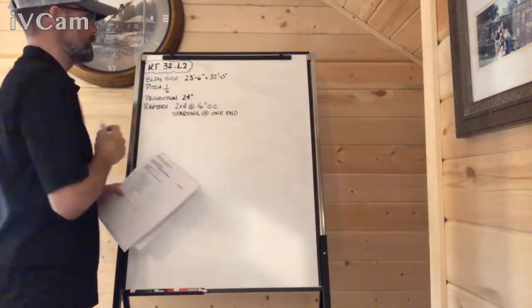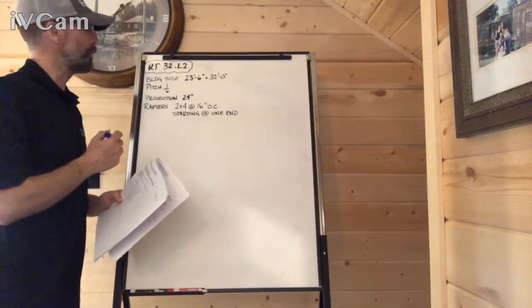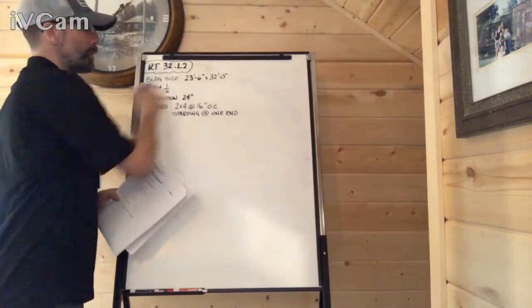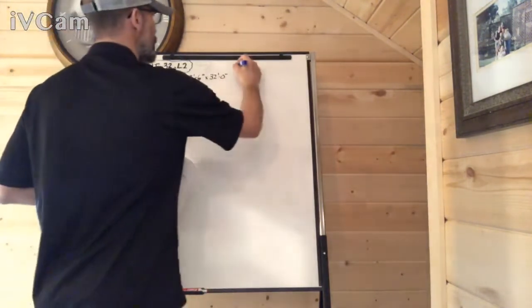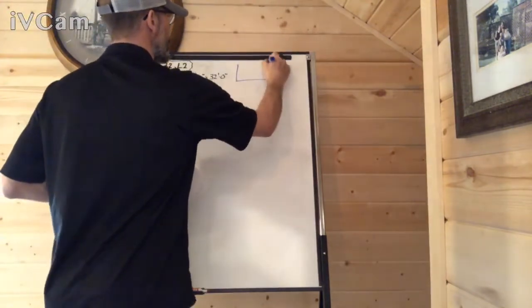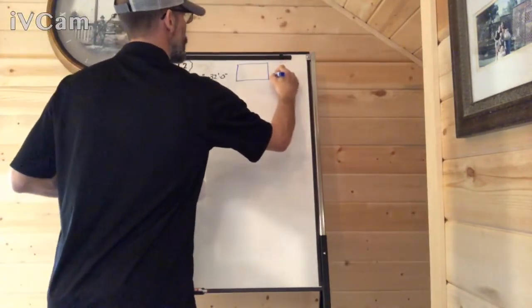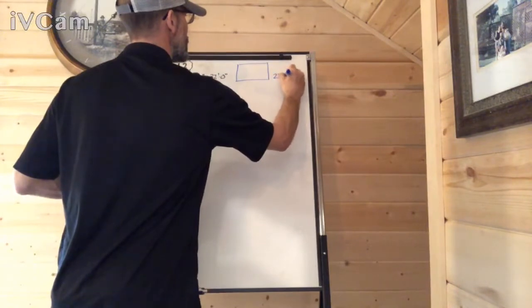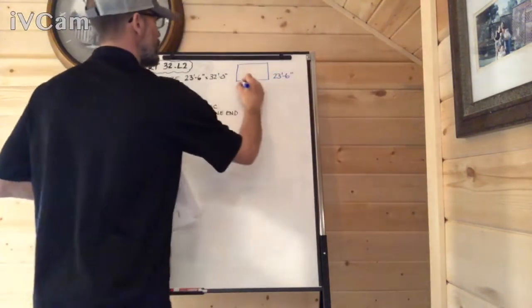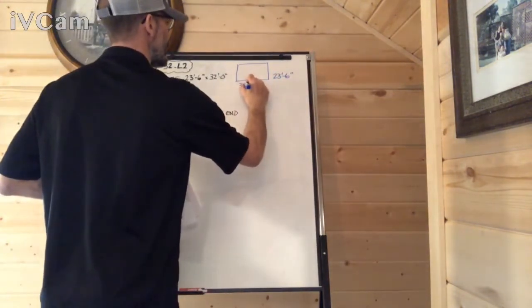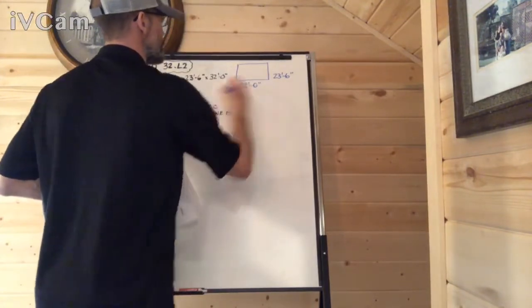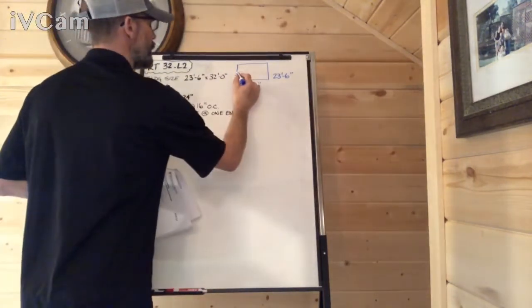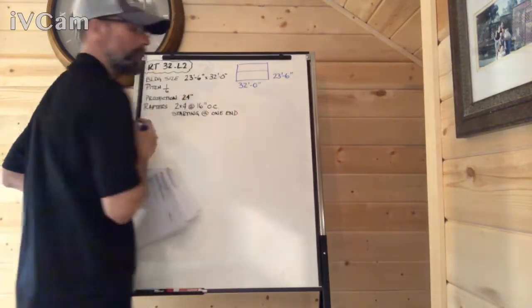So, building size, 23 foot 6 by 32 feet. 23 foot 6 will be my span. So I'm going to draw my building here. 23 foot 6 inches is my span, and the length of my building, 32 foot 0 inches. I know this is a gable roof, so I'm going to draw my ridge board in there at about halfway.